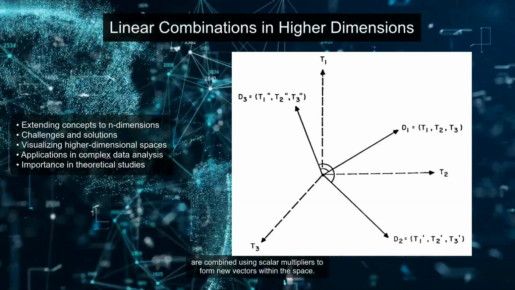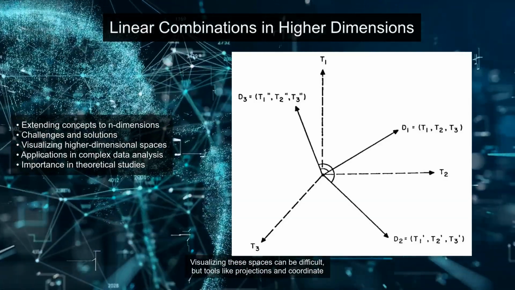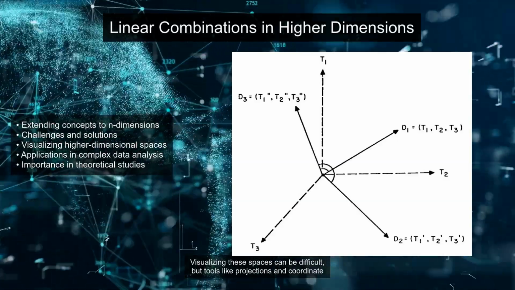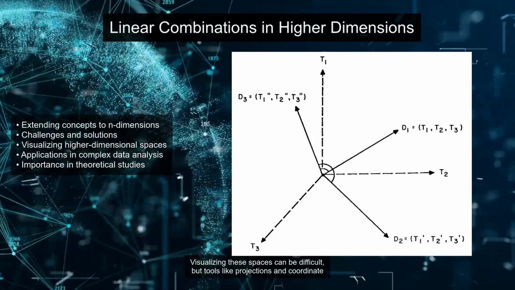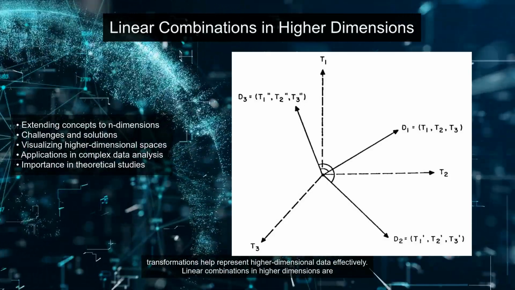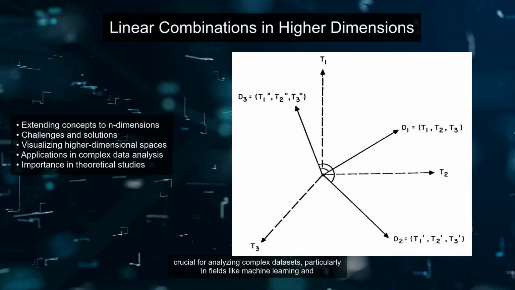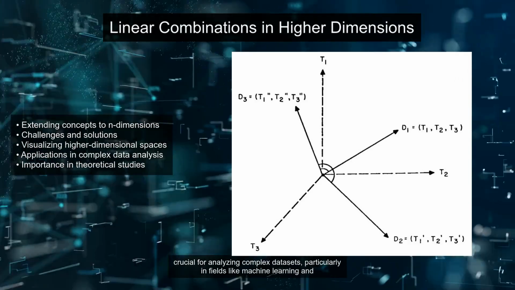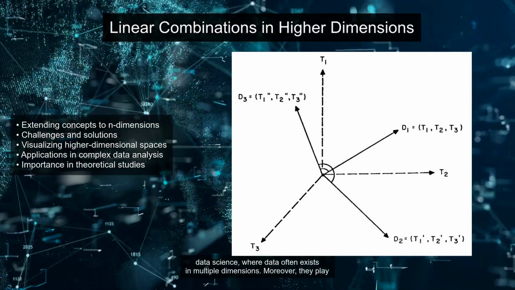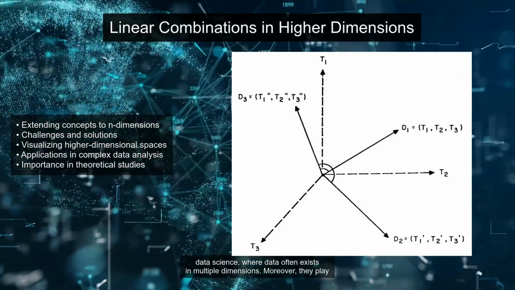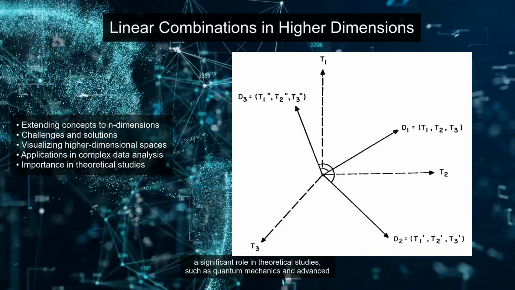Vectors are combined using scalar multipliers to form new vectors within the space. Visualizing these spaces can be difficult, but tools like projections and coordinate transformations help represent higher dimensional data effectively. Linear combinations in higher dimensions are crucial for analyzing complex datasets, particularly in fields like machine learning and data science, where data often exists in multiple dimensions.